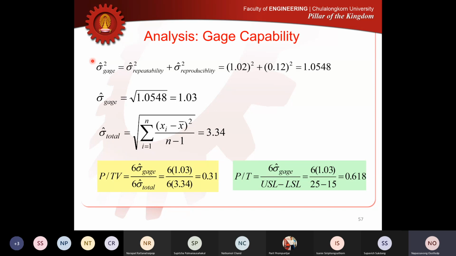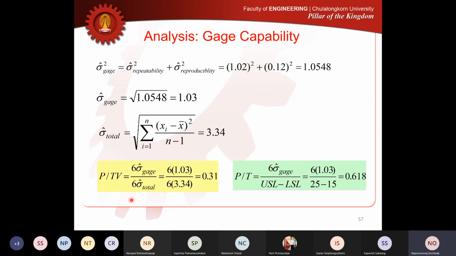Remember that you cannot sum sigma directly. If you want to sum sigma, you have to convert it to variance first and then sum the variance. And then if you want to obtain sigma, you will have to take the square root of the total variance. But for total variance, you have to sum the variance of all elements. So you need to do this to quantify sigma gauge. And then you will use this number to find the P to TV ratio. Remember, P is 6 sigma gauge. Now you have obtained it, 1.03.